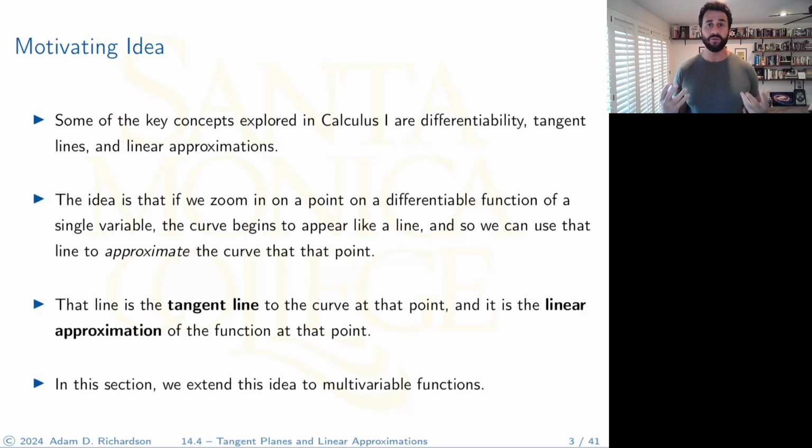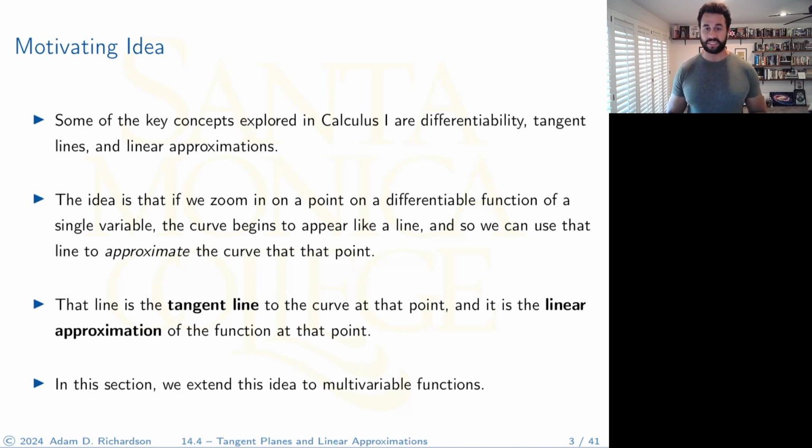It's one of the reasons we do calculus at all. Because if you've got a differentiable function, then you could just use a line instead of that function, and the line will be pretty close to your function, but you have to admit a little bit of error. So that's why it's an approximation, not an equality. And the line that approximates the curve at that point is what we called the tangent line at that point. And it is quite literally the linear approximation of the function at that point.